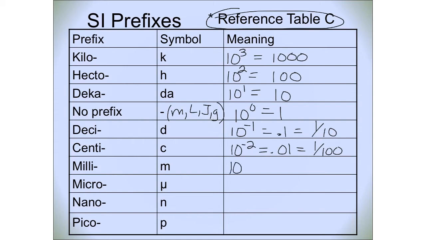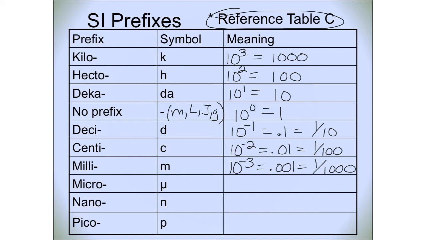Milli, those are those very, very, very tiny markings on there, and that would be 1/1000th. So milli is 10 to the negative third, so 1/1000th. So a milligram is 1/1000th of a gram. A millimeter is 1/1000th of a meter.